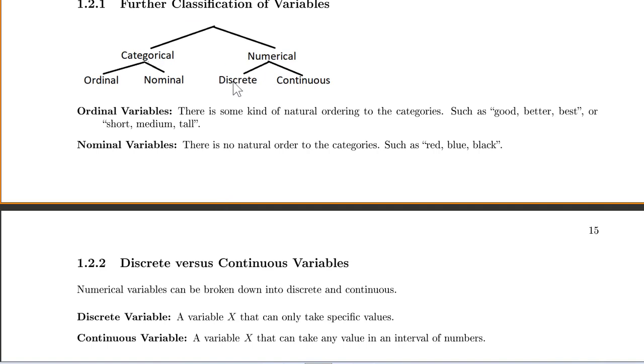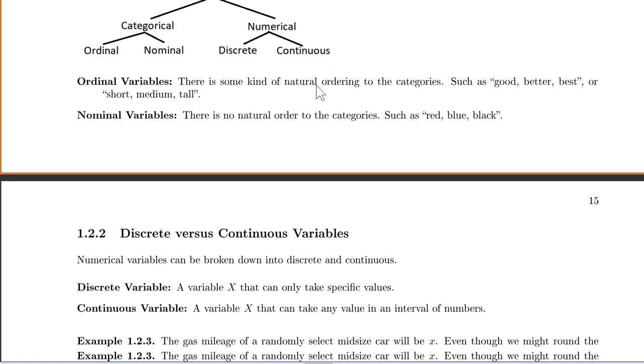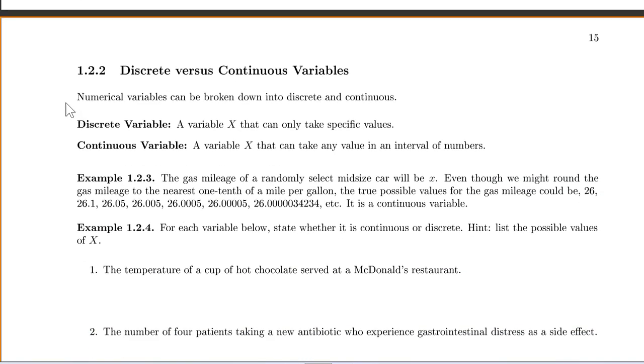But numerical can be broken down into discrete and continuous, and this is very important because this affects a lot of what we're going to do. So a discrete variable is one that can only take specific values. So I can tell you in advance what all the possible values are. A continuous variable is something that can take any value in an interval of numbers. So again here, specific values, any value.